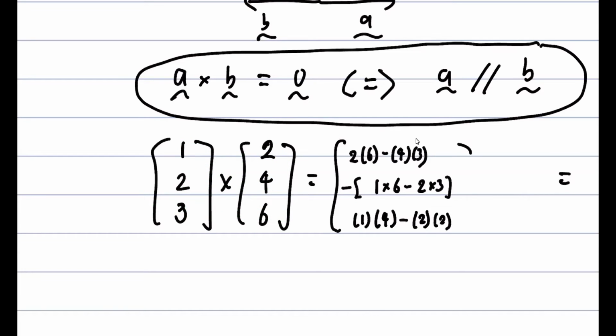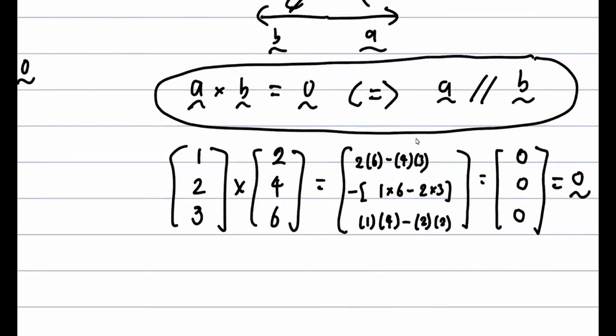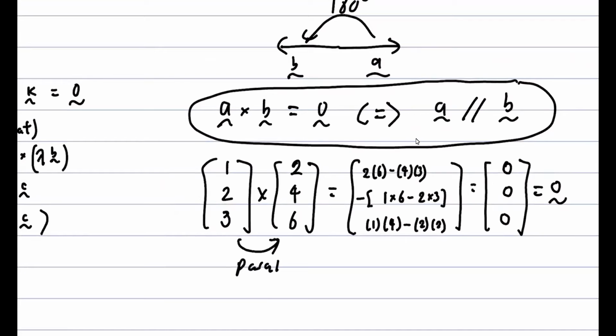Okay, very good. So simplifying, I think you will get 2 times 6 is 12, 4 times 3 is also 12, 12 minus 12 is 0. 6 minus 2 times 3, 6 minus 6 is 0. Negative 0, still 0. 1 times 4 is 4, 2 times 2 is 4, 4 minus 4 is still 0. 0 vector. And I think you can tell that they are parallel, right? Yeah. Just times 2. So that's a geometrical interpretation. Cross product is 0 vector, you get parallel vectors. You can try this with other examples. You'll realize you always get 0, 0, 0 if they are parallel. Wow, don't you find that amazing?